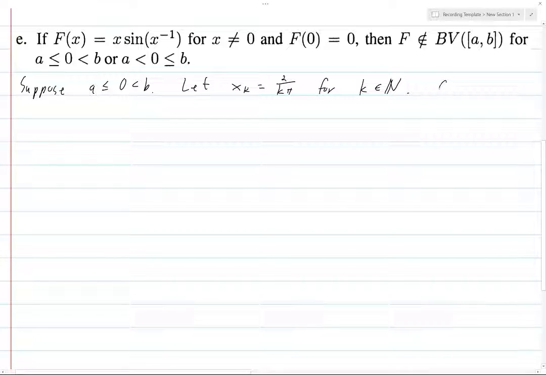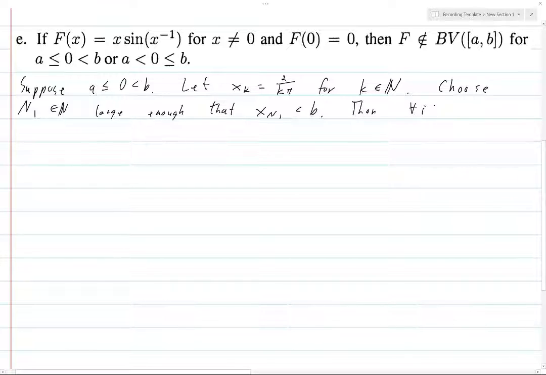So anyways, choose n1 in the natural numbers large enough that x_{n1} is less than b. Because what we really want is a partition of the interval from 0 to b. Okay, so we've got this.